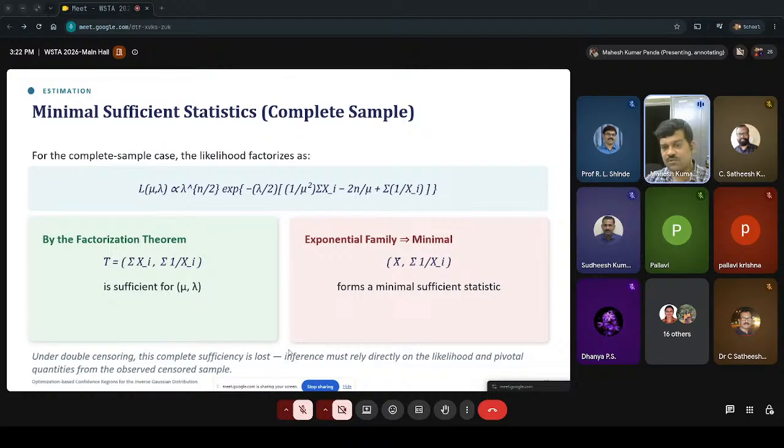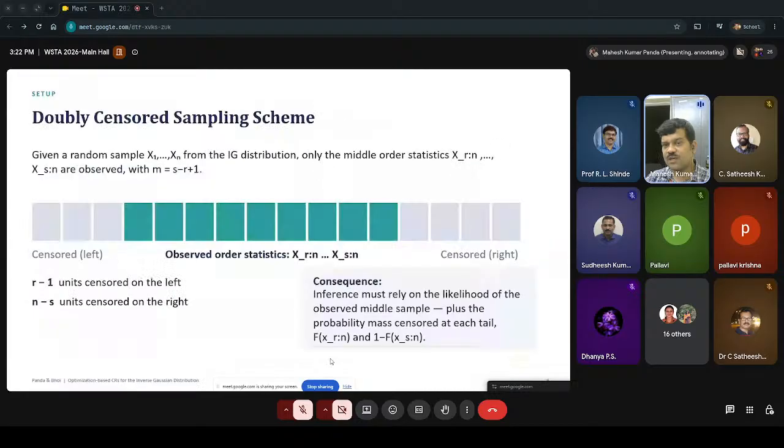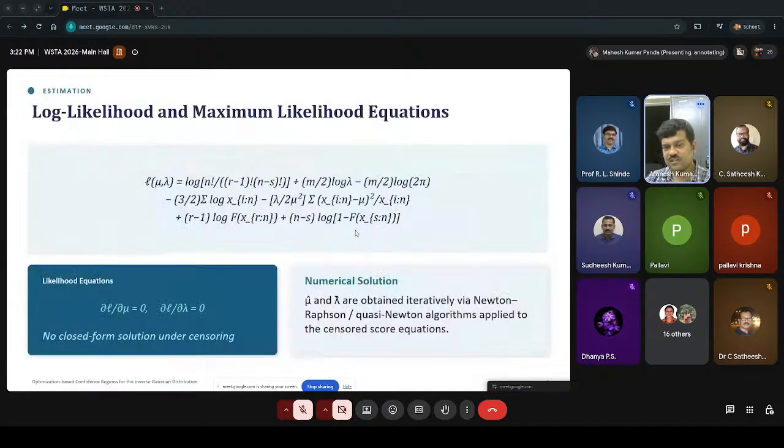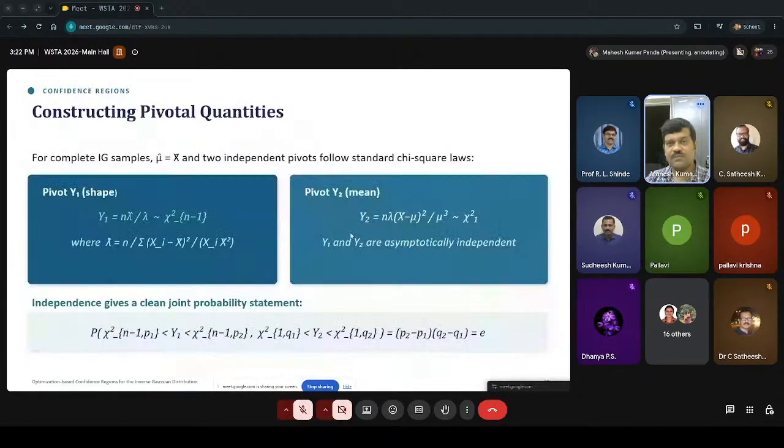Now it is to be noted that under double censoring, this complete sufficiency is lost, and in that case we need to rely on the likelihood function and the pivotal quantities from the observed censored samples, because we are only able to observe the middle observations. That is why we now have to go for the pivotal quantities.